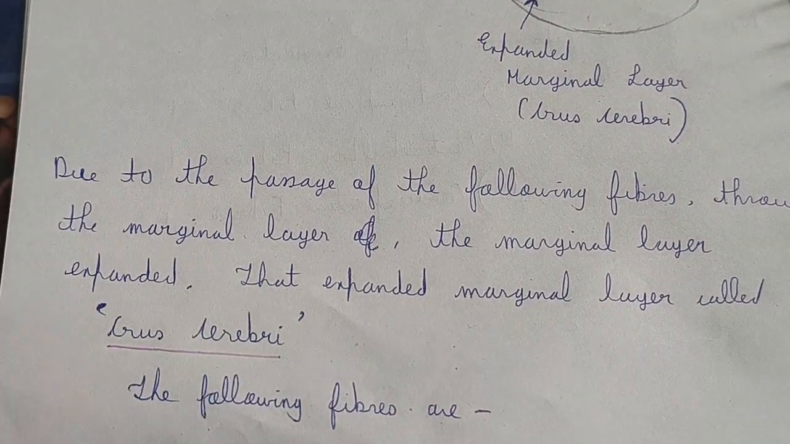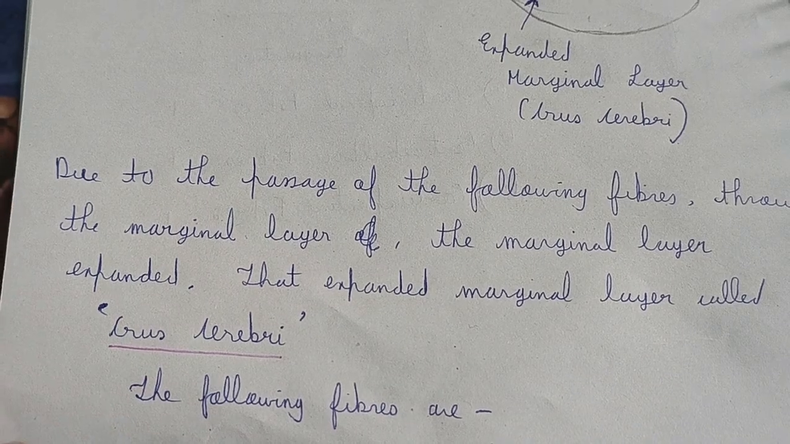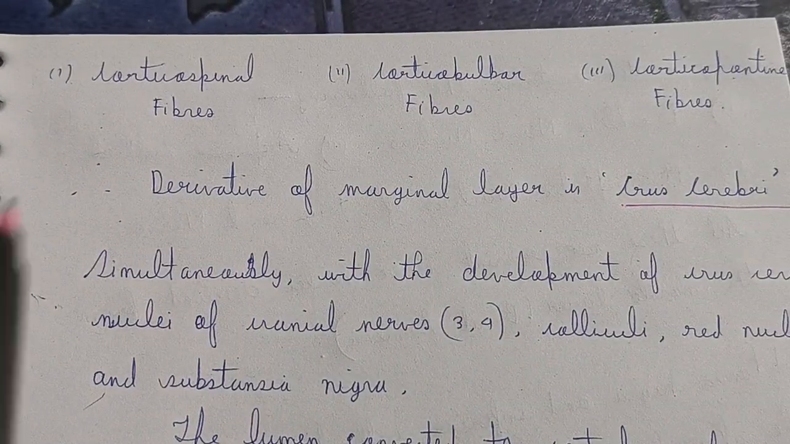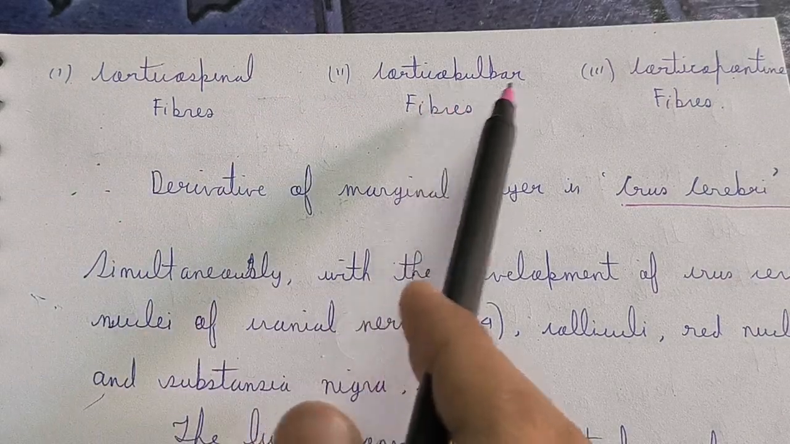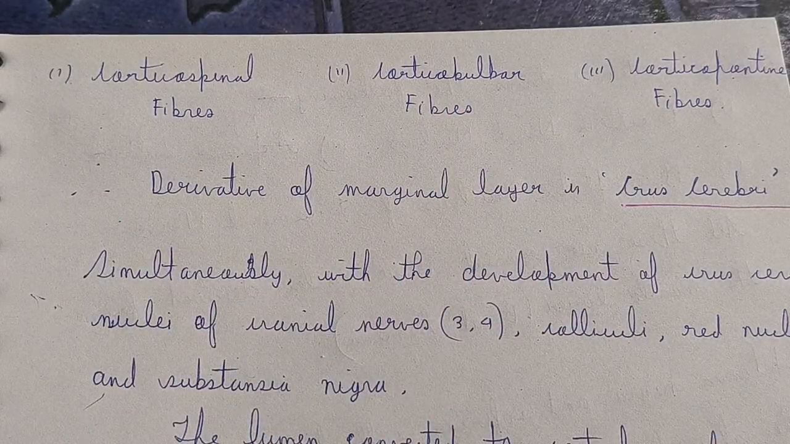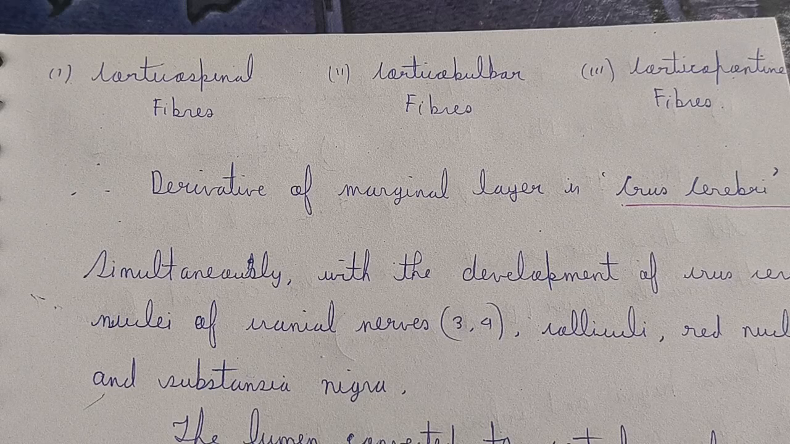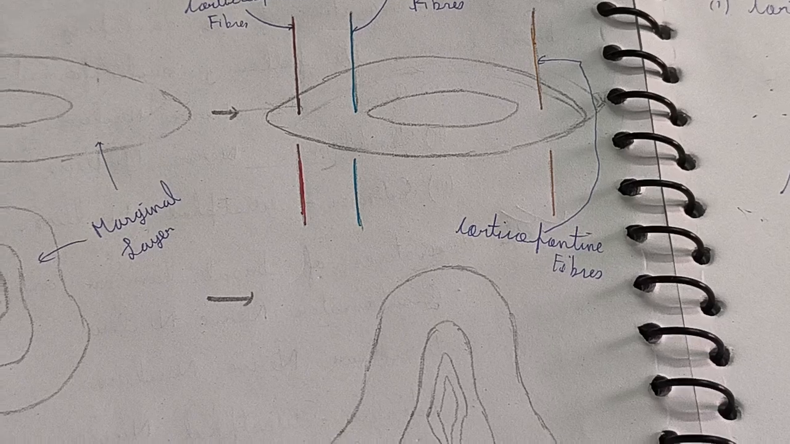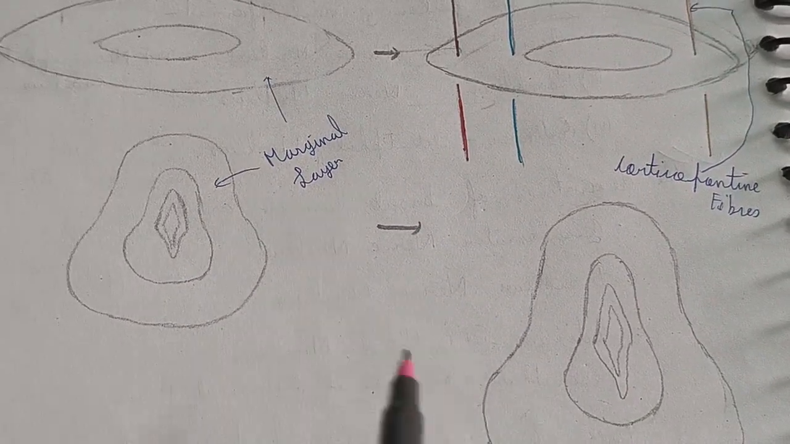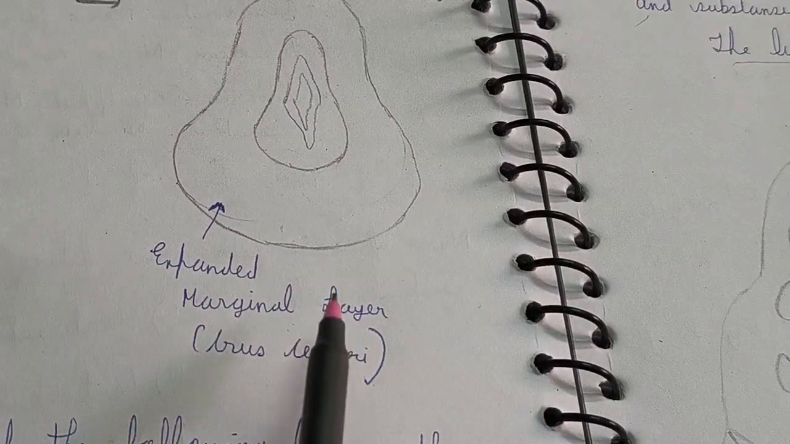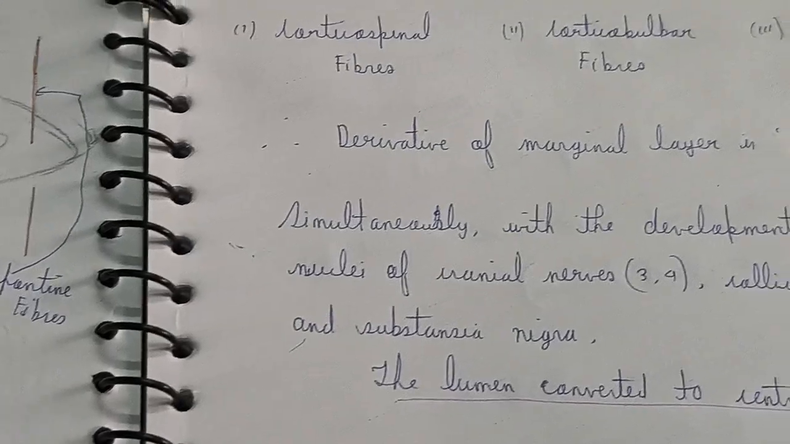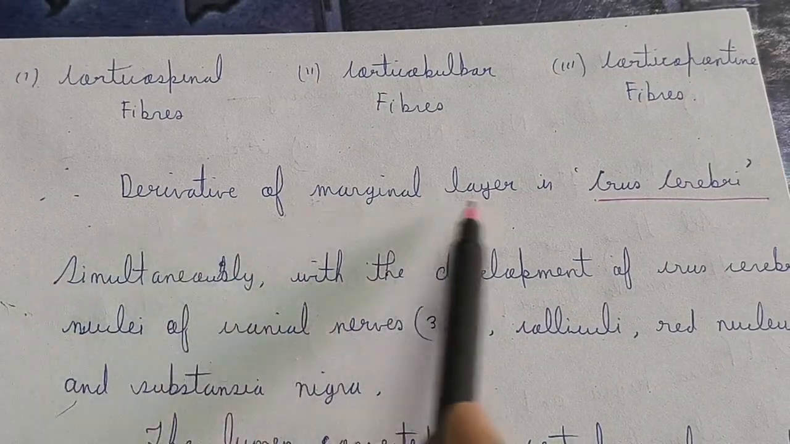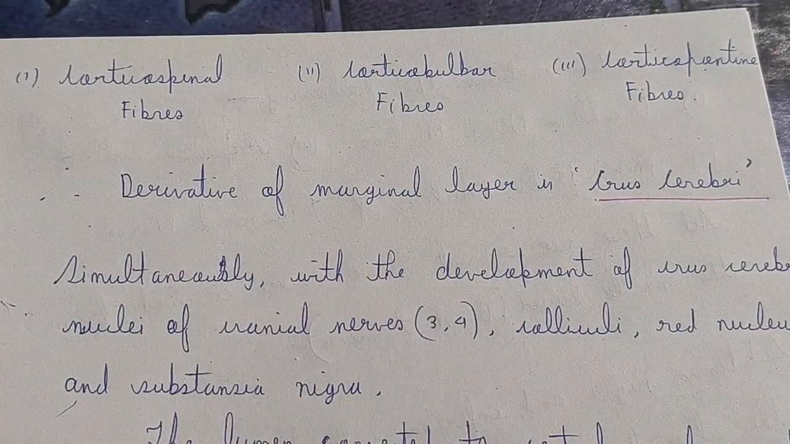Now here you see the following fibers which form the crus cerebri, as you already know: corticospinal fibers, corticobulbar fibers and corticopontine fibers. Due to the passage of these fibers, the marginal layer becomes enlarged, and this leads to the formation of the crus cerebri. Therefore the crus cerebri is derived from this marginal layer.